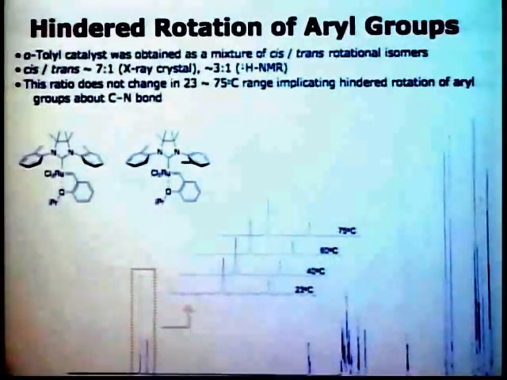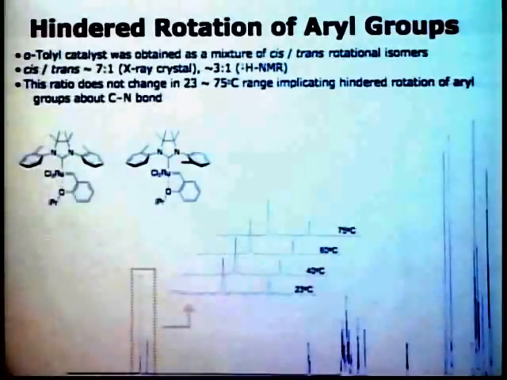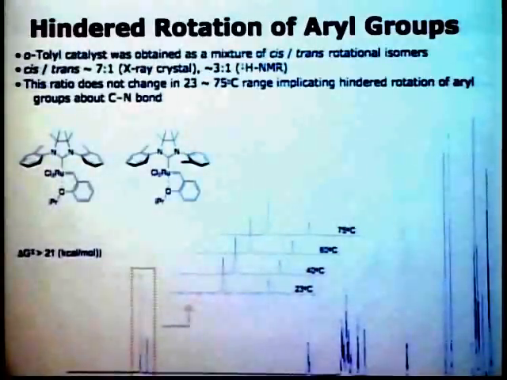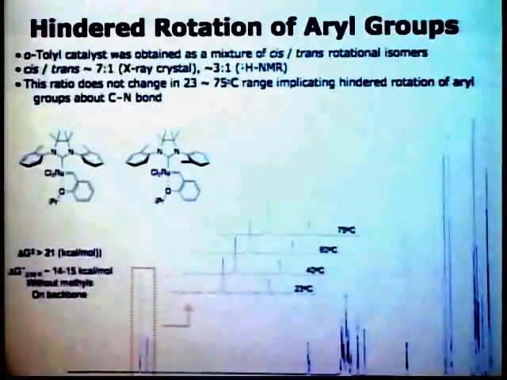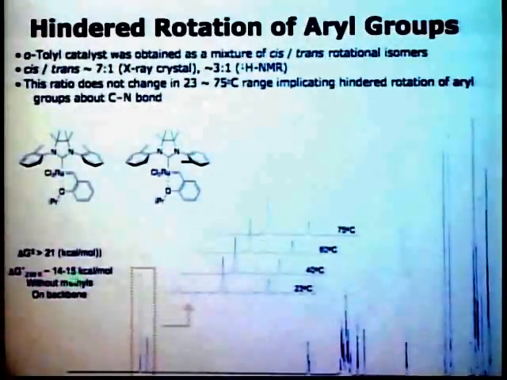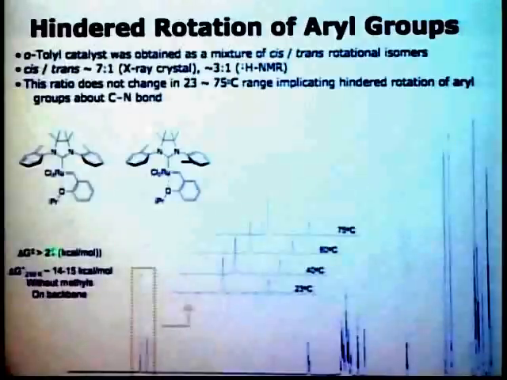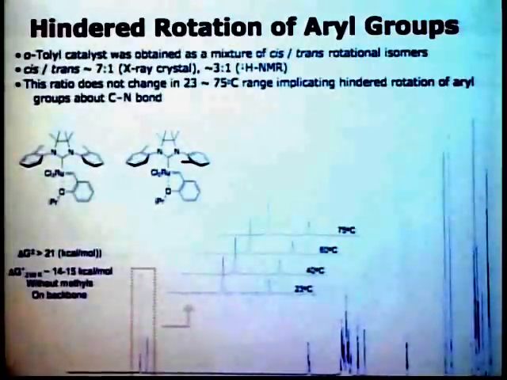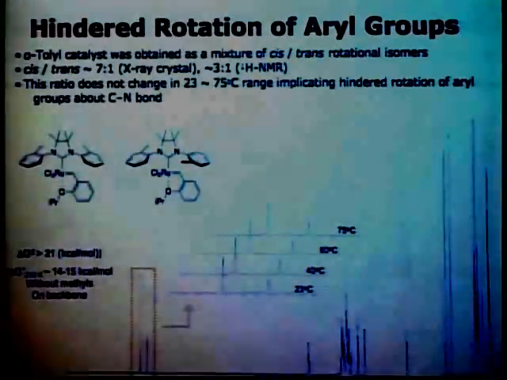So we can do simple calculations from that and show that the barrier for this rotation is at least greater than 21 kilocalories per mole. And remember, one without the methyl groups was about 14. So we've raised this barrier significantly, which should raise the barrier for decomposition by this CH activation mode. And sure enough, it works. So here's our difficult reaction. It works really well compared to everything else we've made before.